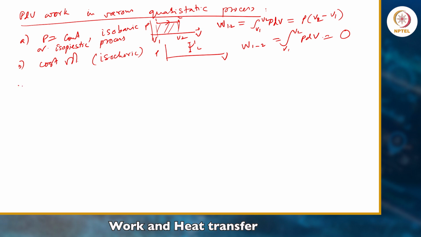Okay, and the process with PV equals constant. This is Boyle's law, when the system is isothermal. So W1 to 2: the process will be like this, 1 to 2. This is V, this is P, this is V1, V2. Okay, integration of P dV from V1 to V2.